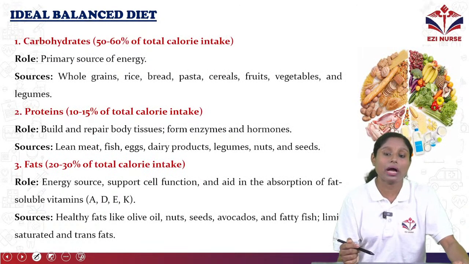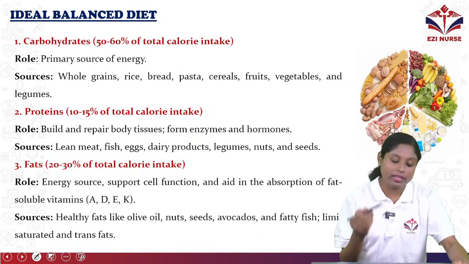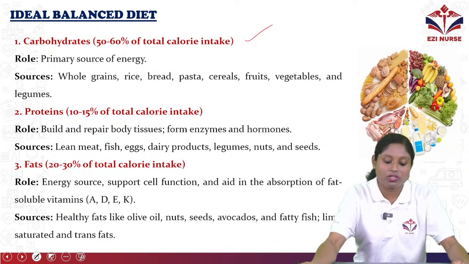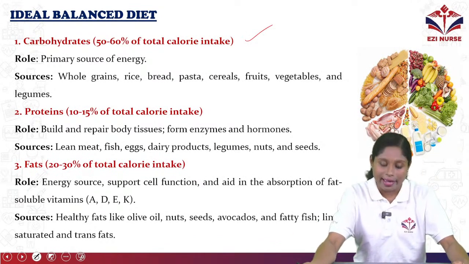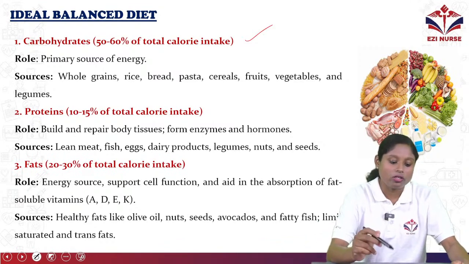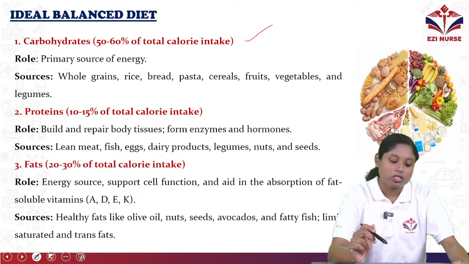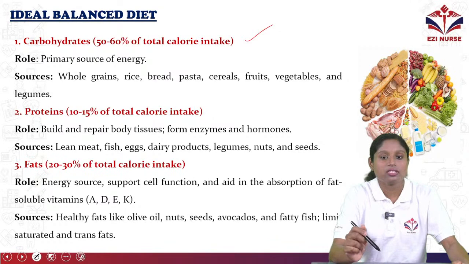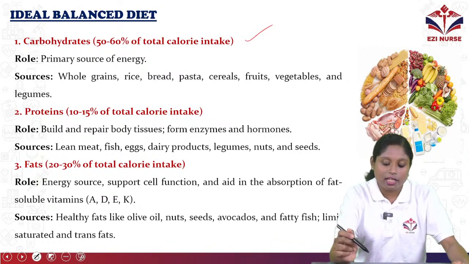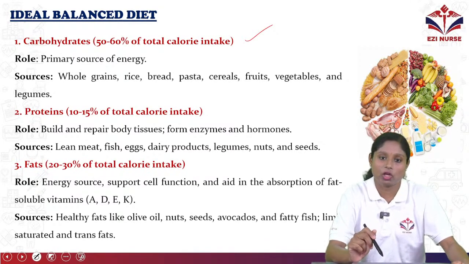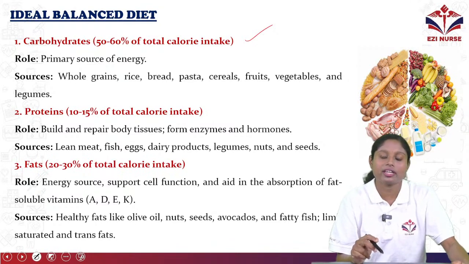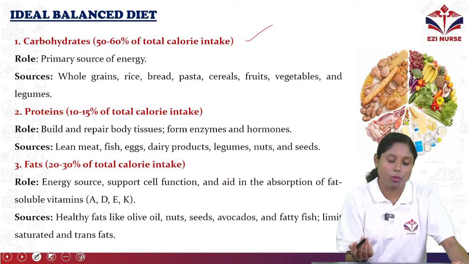In the ideal balanced diet, carbohydrates should be 50 to 60% of total calorie intake. What is the role of carbohydrate? It is the primary source of energy. Sources: whole grains, rice, bread, pasta, cereals, fruits, vegetables and legumes. So those are the sources of carbohydrates.